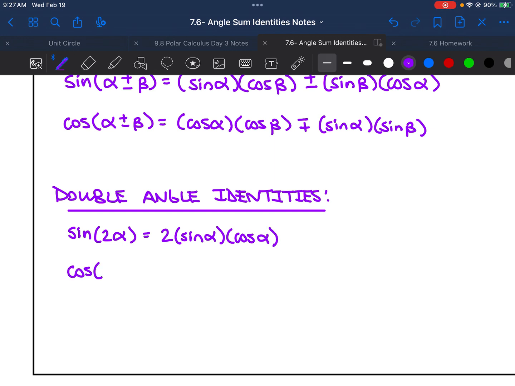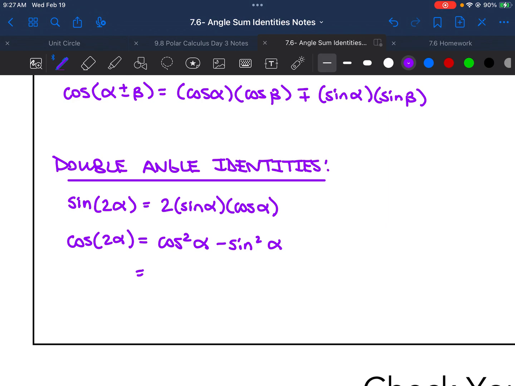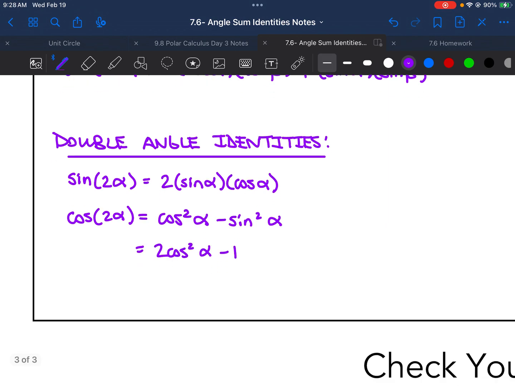Cosine's double angle identities, there's actually 3 of them. You can pick which of the 3 you want to use, but there's 3 of them. All right, so the first one, if I do cosine of 2 times an angle alpha, I could calculate it as cosine squared of alpha minus sine squared of alpha. Or I could calculate it as 2 cosine squared of alpha minus 1, or I could even calculate it as 1 minus 2 sine squared of alpha.